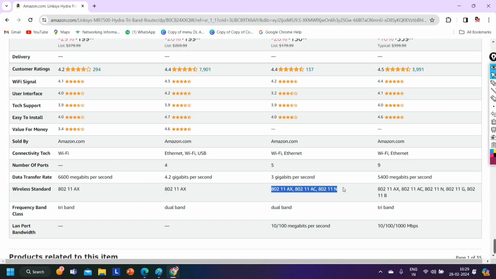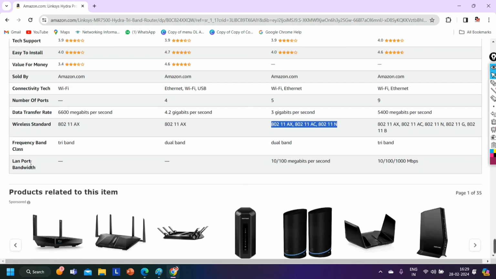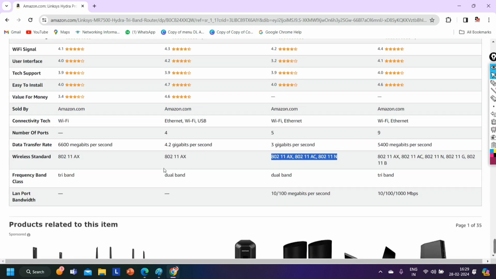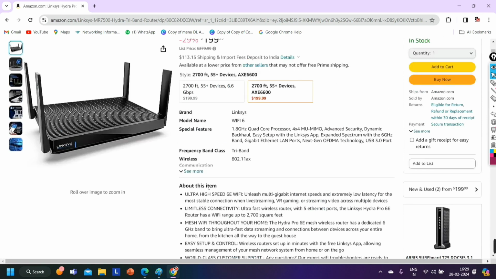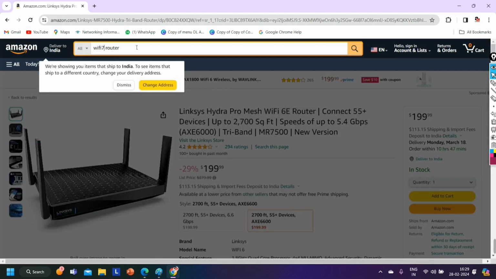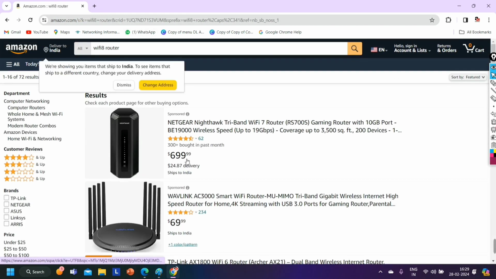Standard 802.11ax, compatible with all these standards, right, guys? Then you can learn about the LAN ports, about the band, right? Ethernet port will be there, Wi-Fi, USB, right? Everything is there on this device. Then you can say Wi-Fi 8 also. So now you can see the price and speed.